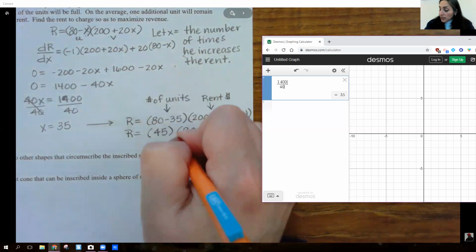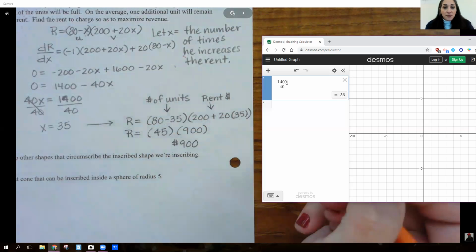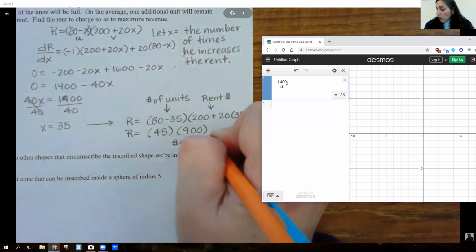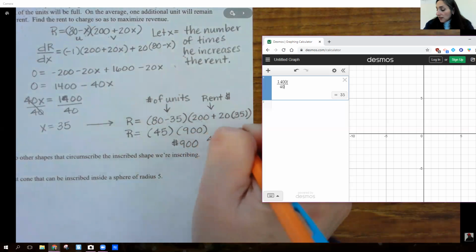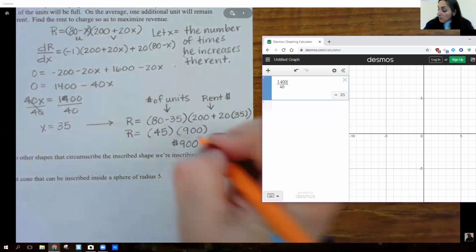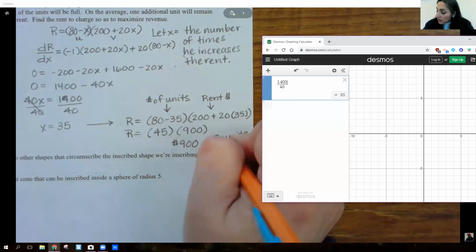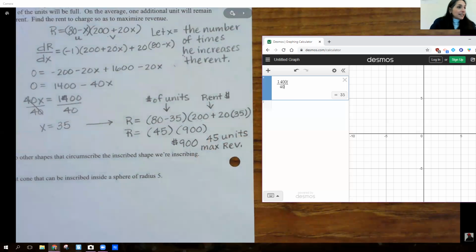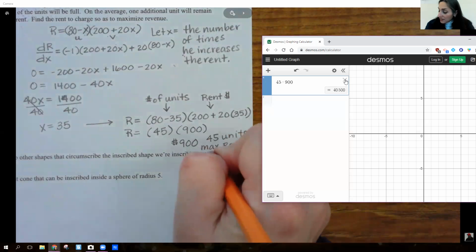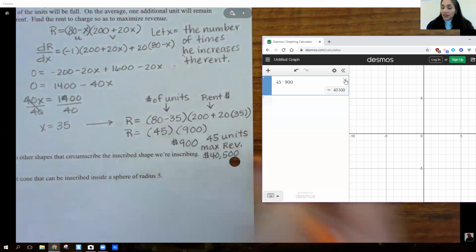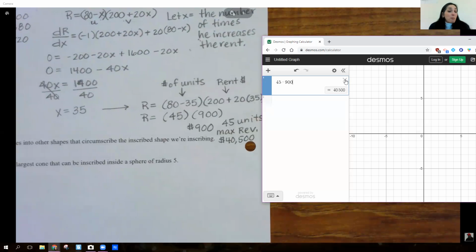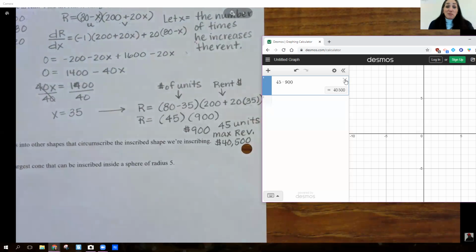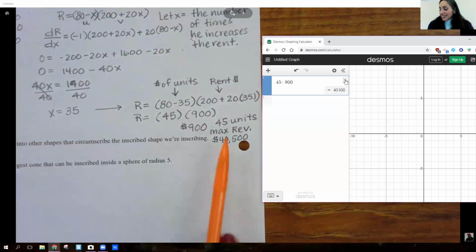So if he charges $900, he will have 45 units, which is going to give you a maximum revenue of, let's see, what is 45 times 900? $40,500. Okay, per month, by the way. That is per month. Pretty sweet.